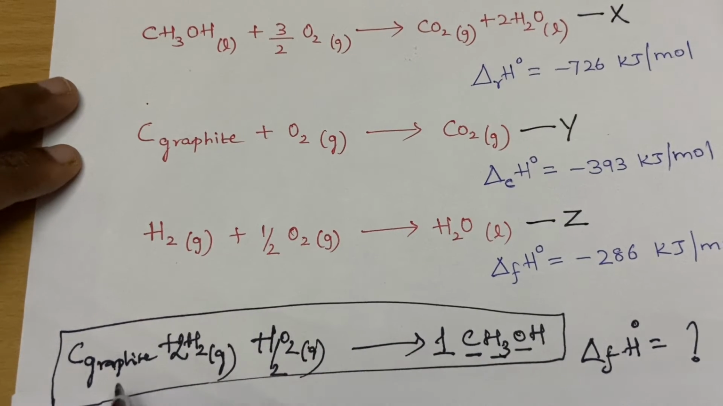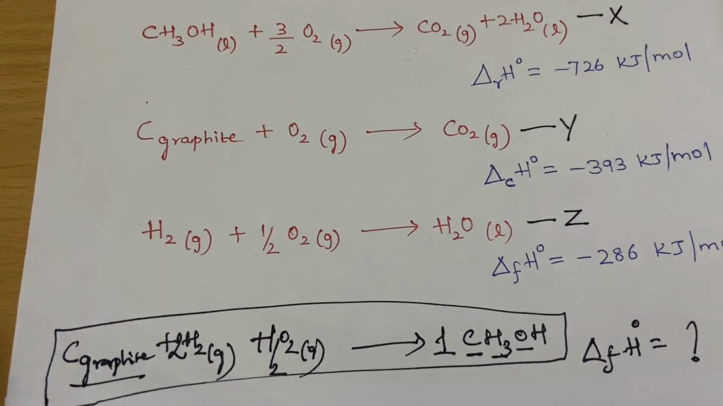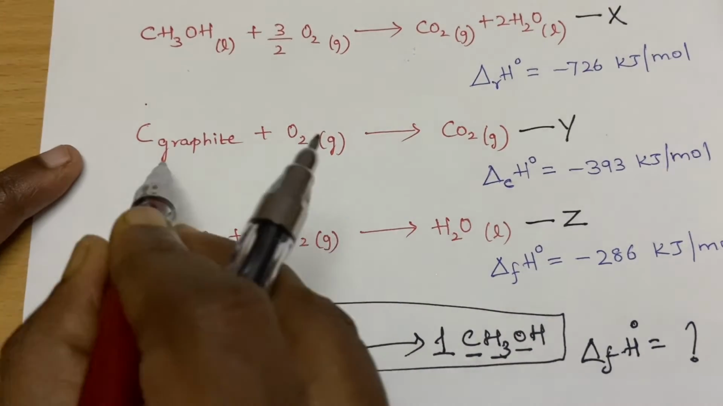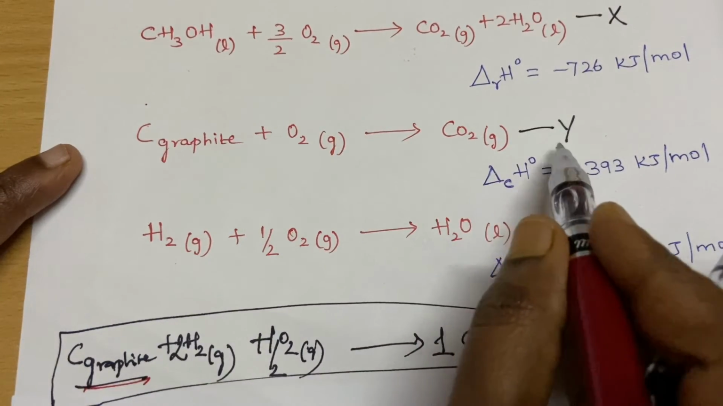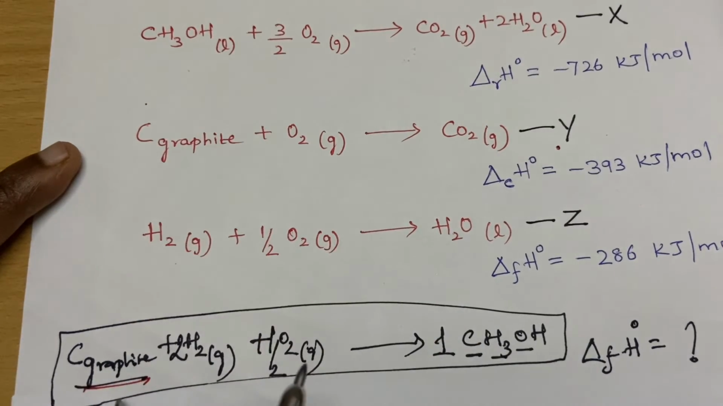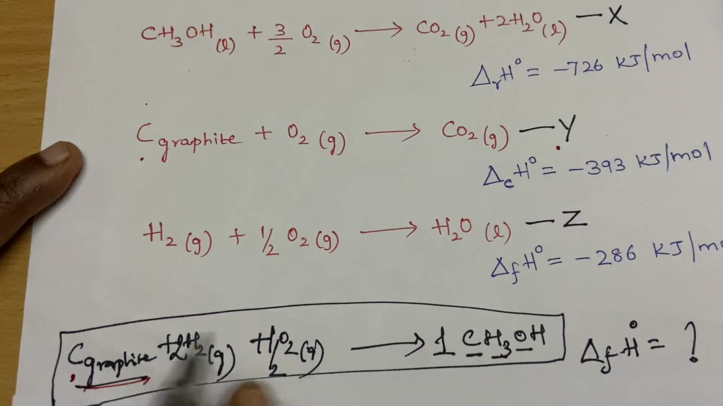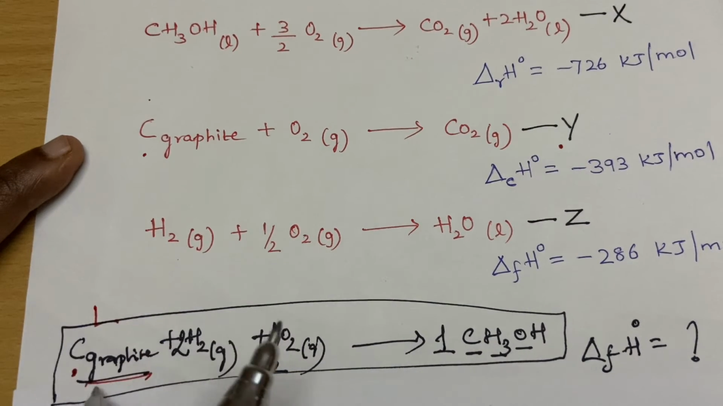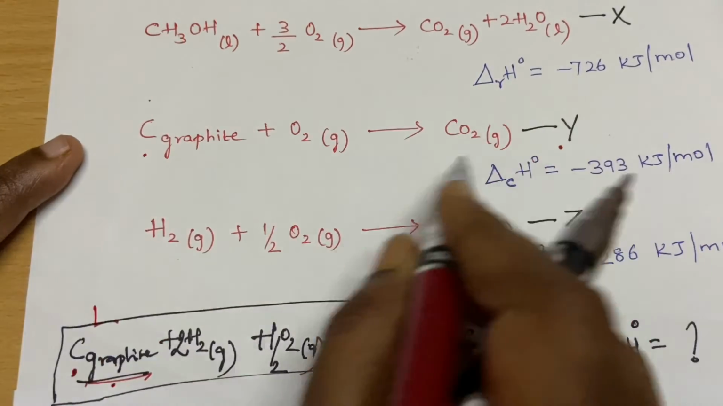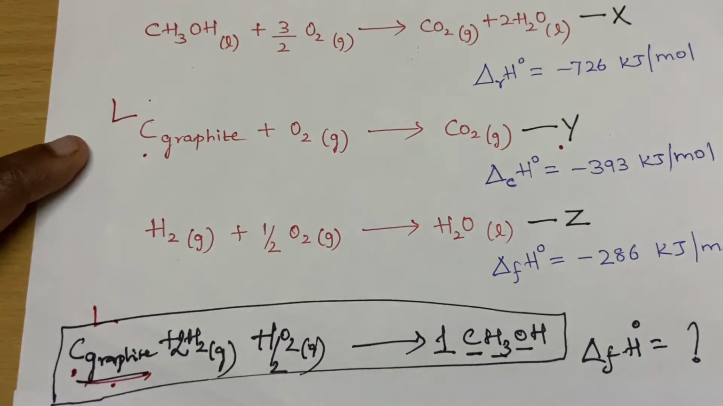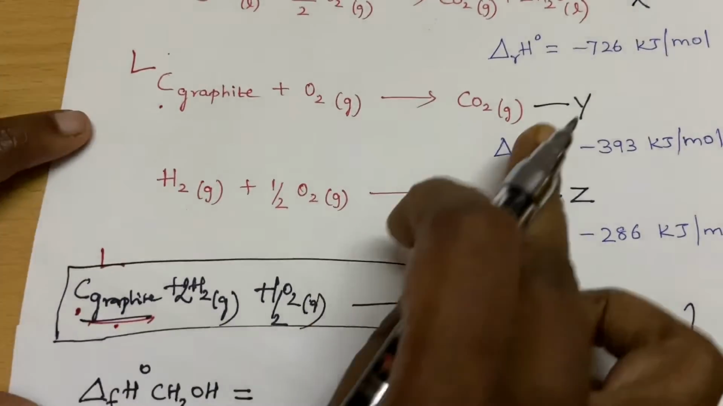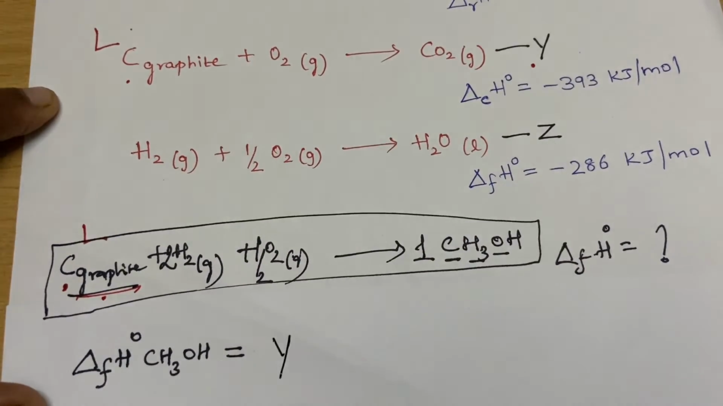First of all, carbon graphite is there. Carbon graphite is present here. Where is the carbon graphite present? In the equation Y. Now check for the moles. Here also 1 mole, here also 1 mole. Then check for the left hand side and right hand side. Here, on the left hand side of the equation, the carbon graphite is present. In the given data also it is present on the left hand side, that is the reactant side. So you don't have to do anything. Simply put Y.